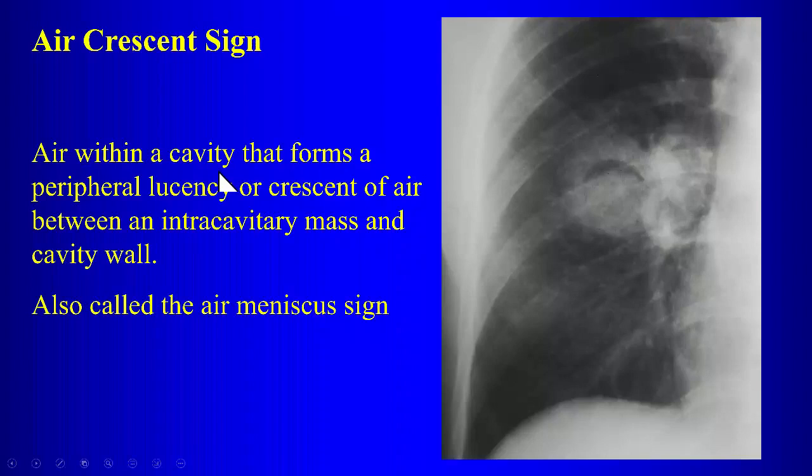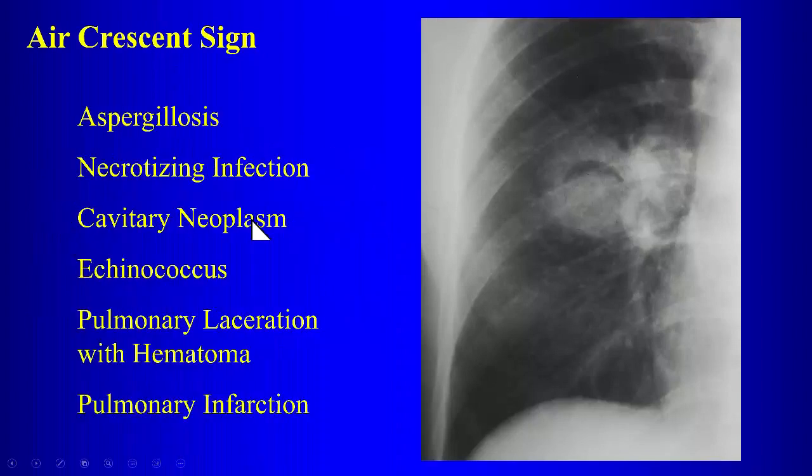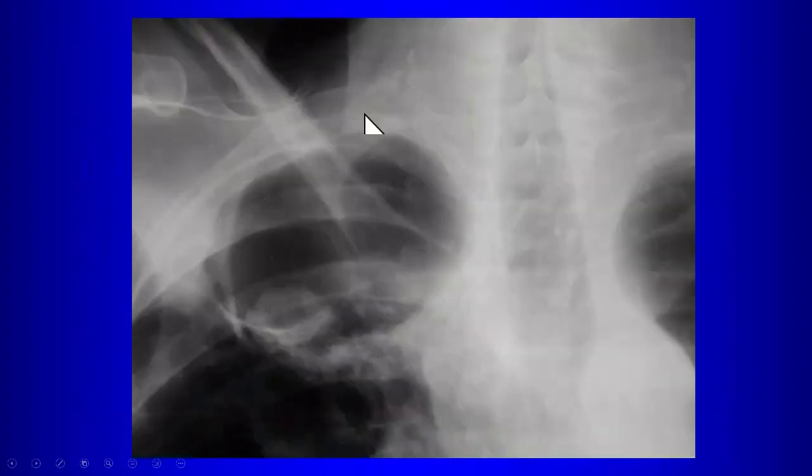Okay, so in terms of the actual origin of these signs, there is a difference between the meanings of those two, although this tends to be used interchangeably with the Monod sign. But anything that gives you peripheral cavitation can give you the air crescent sign. So we can see it with invasive aspergillosis, we can see it with necrotizing infections, we can see it with these other things. Anything that cavitates, if it happens to cavitate in the periphery, might give you an air crescent sign, but particularly invasive aspergillosis.